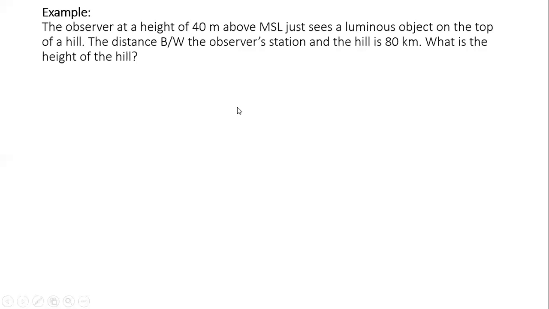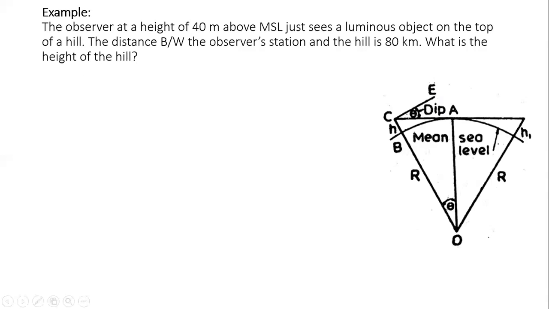You have to find out the height of the hill, which is on the other side of the observer. So here, suppose the distance from here to here is given as 80 kilometers. The observer's height is given to you as 40 meter here. Suppose that a hill is here. You have to find out the height of the hill. So again, I have to apply the same formula which we applied in the previous problem and solve this also. H1 is known, this one is 40 meter. D is given from here to here as 80 kilometer.